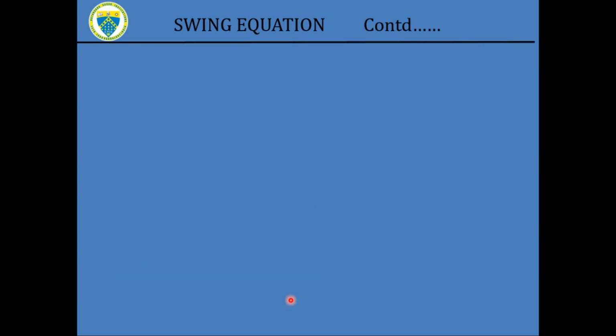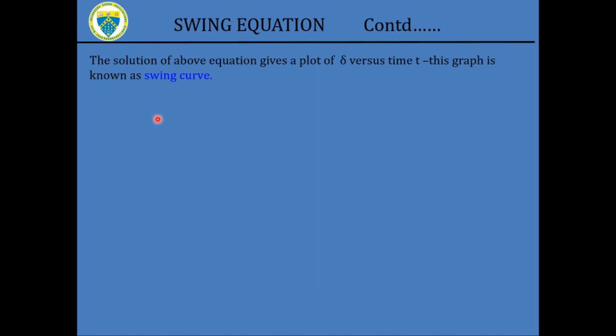Now let us see the solution of the above equation, that is how to obtain the solution of the swing equation. The solution of the swing equation is obtained by plotting delta versus time t. The resultant graph between delta and t is known as the swing curve. The swing curve is obtained by several methods like point by point method, Euler's method, Runge-Kutta method. However, we will focus on the point by point method.